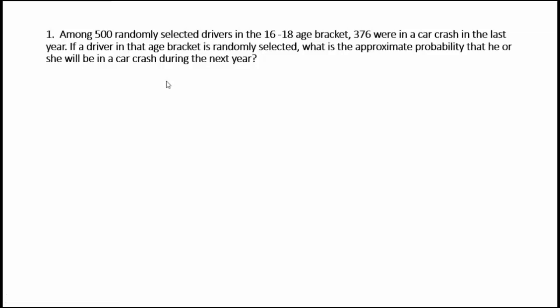Among 500 randomly selected drivers in the 16 to 18 age bracket, 376 were in a car crash in the last year. If a driver in that age bracket is randomly selected, what is the approximate probability that he or she will be in a car crash during the next year? This is just a basic probability question. I just want to make sure you can do these things.